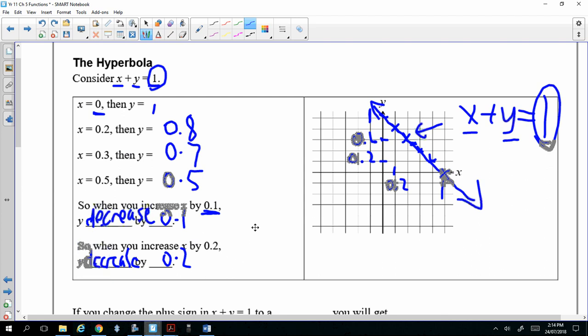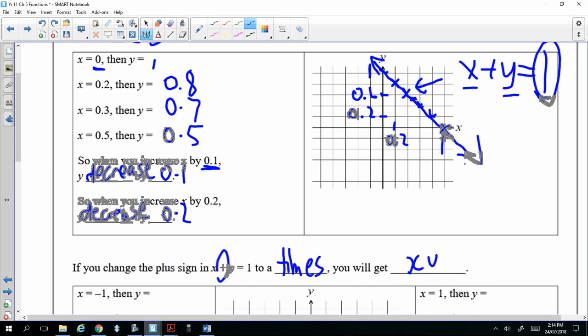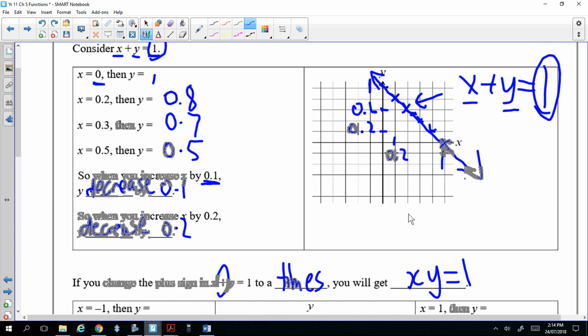Okay, so what do we do after this? We're now going to investigate what will happen if you change the plus into a times symbol. You will get x times y equal to 1. So before, the sum was a constant, now we have a product that's constant. Let's see what we get.